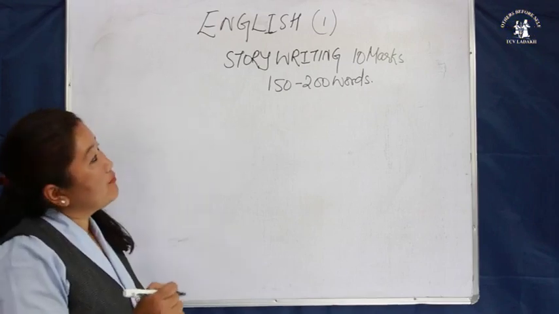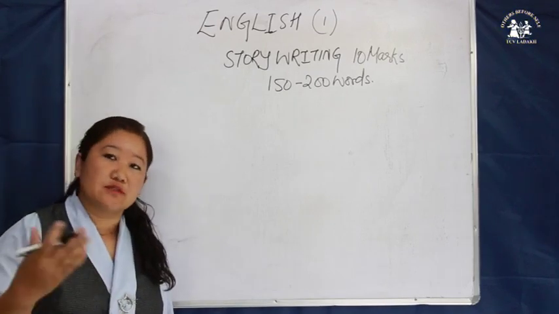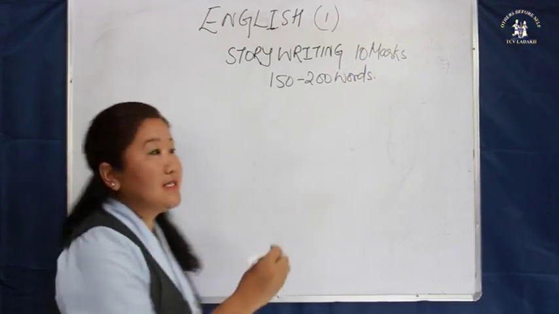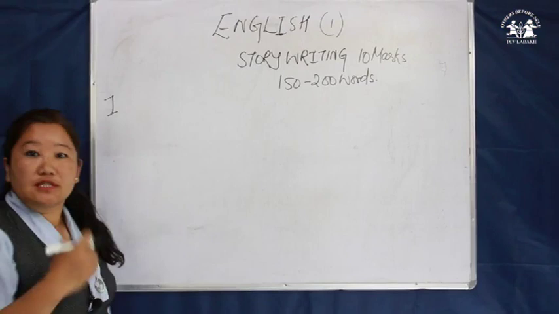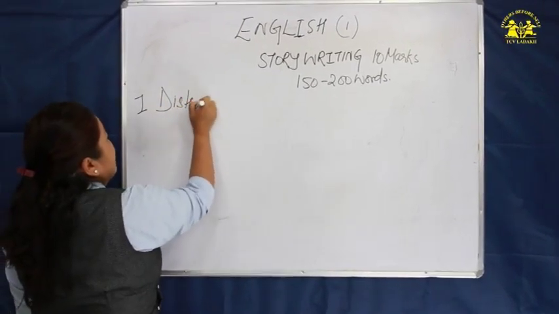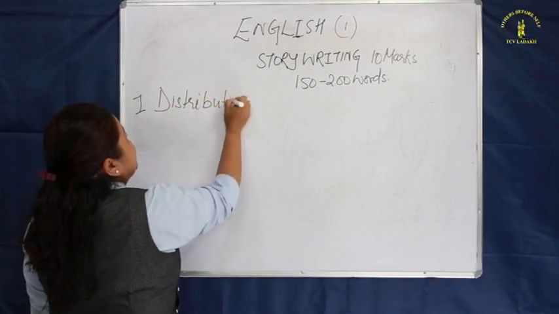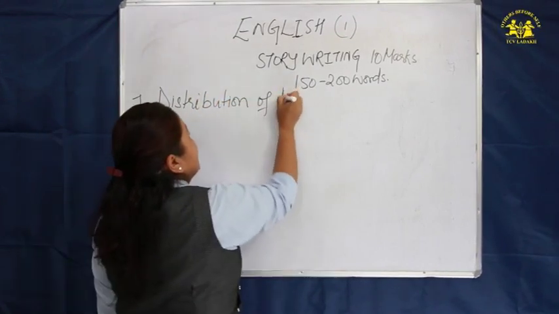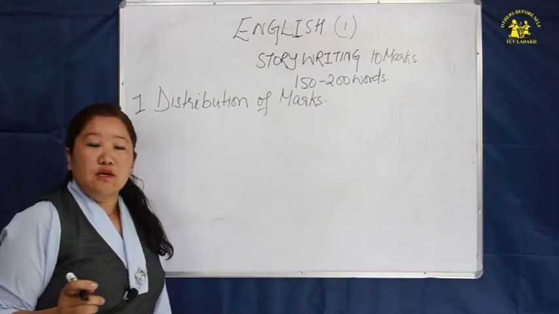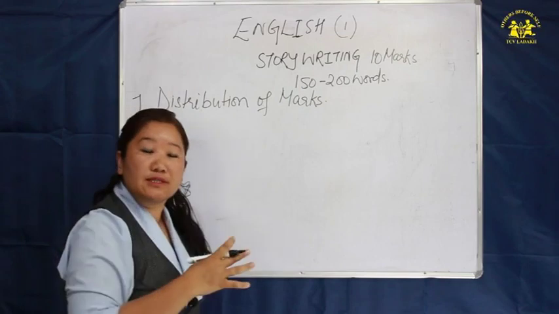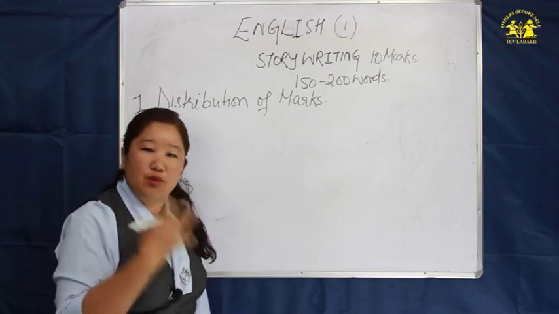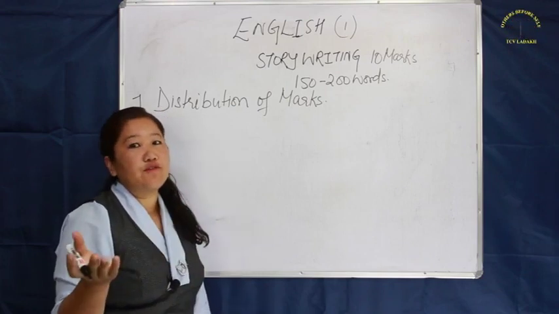Now before we actually begin with how to write a story, let us discuss the marks distribution, the 10 marks. So the first thing that we are going to discuss today is the distribution of the marks. You have to note this because this is a very scoring question and you have full possibilities of getting 10 out of 10 marks.